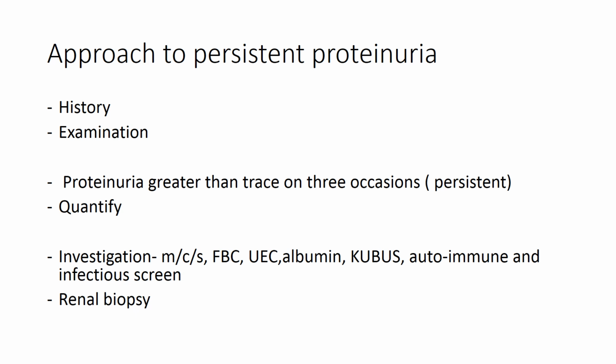And then we would go on and do investigations like microscopy, culture, sensitivity. We'll do a full blood count, check the renal function, so look at electrolytes, urea, creatinine, the albumin, we would do imaging of the kidney, ureter, bladder, check for dysplasia, hydronephrosis. We do an autoimmune screen looking at the ANA, the C3, C4, infectious screen, things like hepatitis B, HIV, RVT. And then a few of these patients, depending on the findings, may then be referred on to nephrology for a renal biopsy.